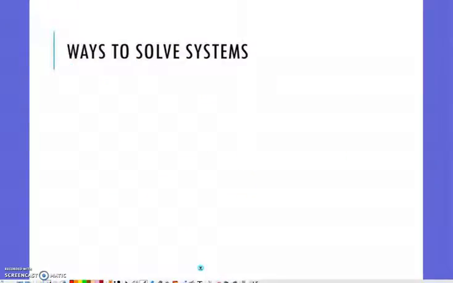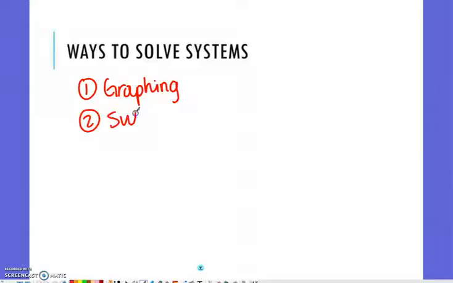So there are several different ways to solve systems. The first one we're going to be going over is solved by graphing. The second way is substitution. The third way is elimination.